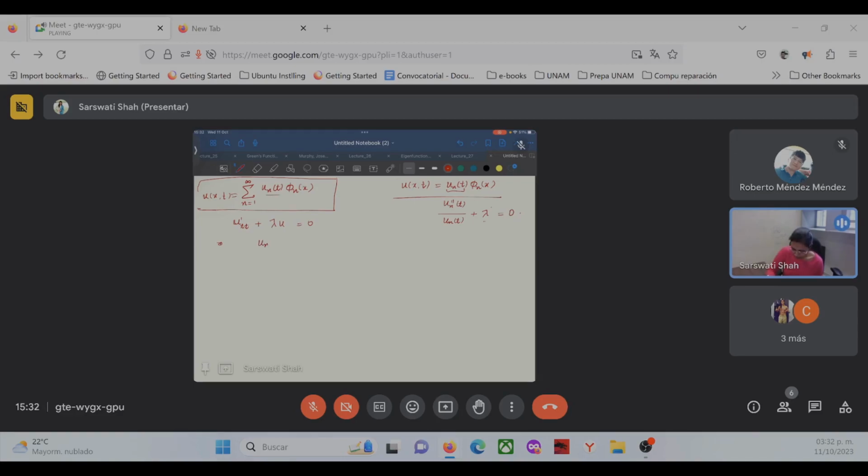So it is going to give us u_n double dash of t plus lambda_n u_n of t equals 0 for each n, because it will be coming like summation n varying from 1 to infinity of phi_n(x) equals 0. So this phi_n(x) cannot be 0, so we have to take this term equals to 0. Basically, the property of integration.